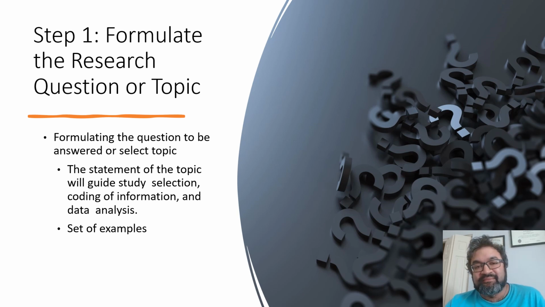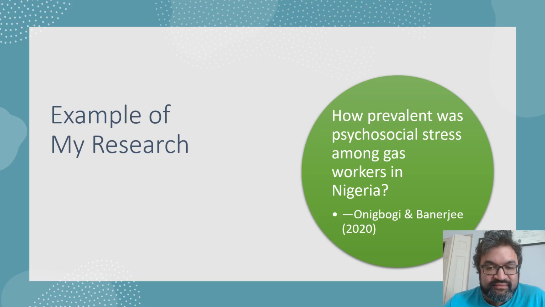There's a set of examples that you can look at. So for the example of my research, I actually did not even give you the topic or the title. Before that, I was presenting the funnel plots and the findings of the study. So we did this backwards. But the name of the article was "How Prevalent Was Psychosocial Stress Among Gas Workers in Nigeria?"